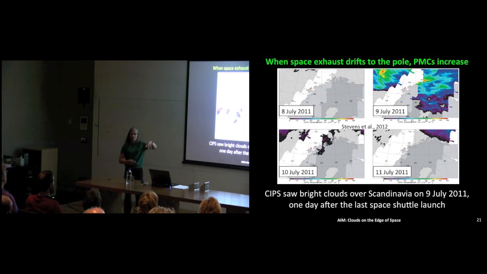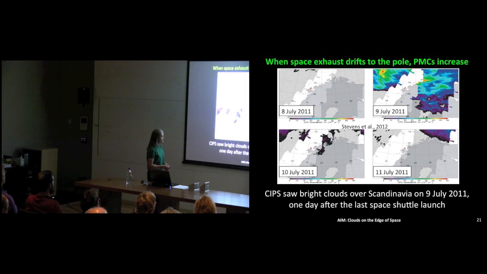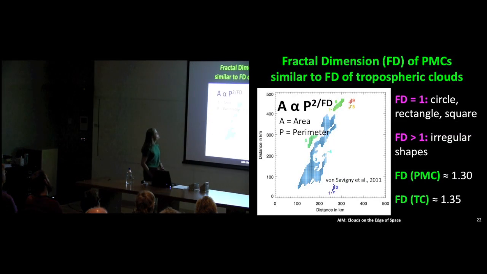So it was launched, the plume was basically off the east coast of the United States, somewhere near Florida, and then it was transported up to the polar region. And with other instruments, we were able to watch the transport of that exhaust until it reached this region, where it then formed the PMCs very quickly. So just the extra water is what led to that.